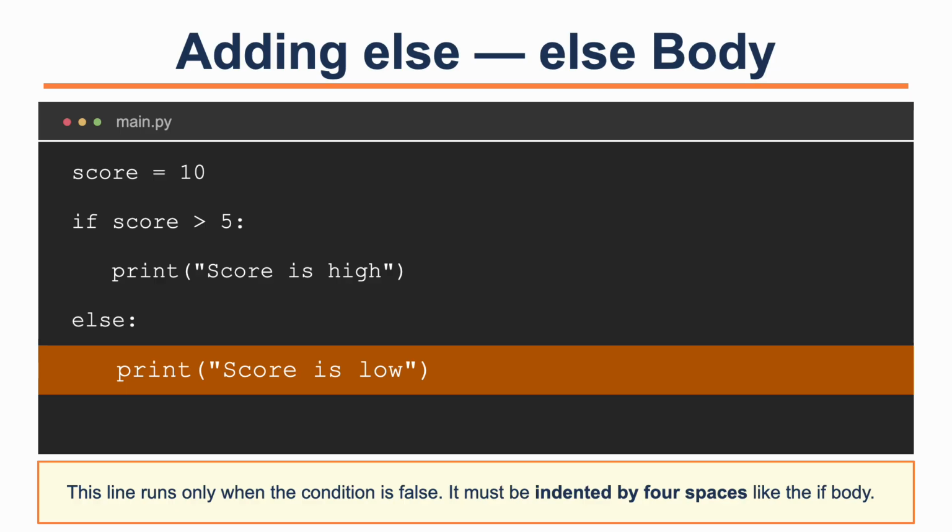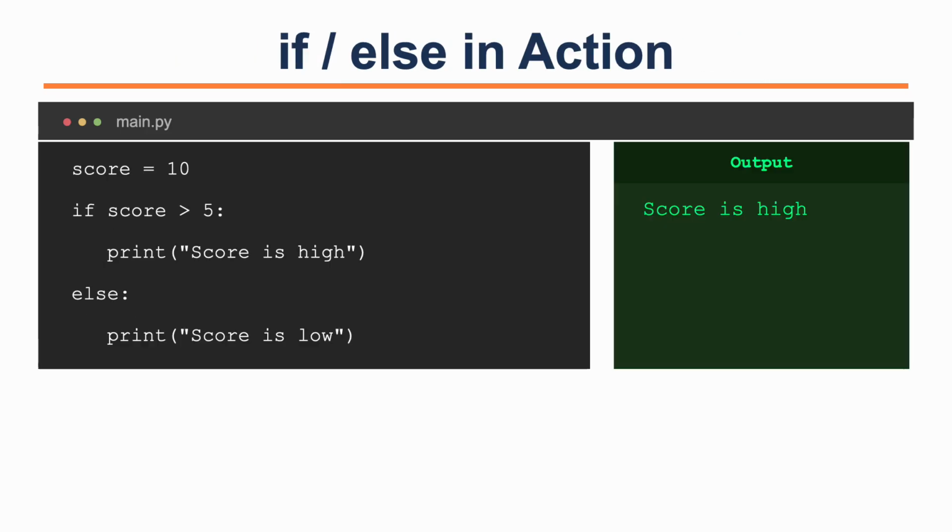The else block gets its own indented line. This is the code that runs when the condition is false. Python will print score is low, only when score is not greater than 5. Now the complete if and else block is ready. When score is 10, the condition is true and Python prints score is high.